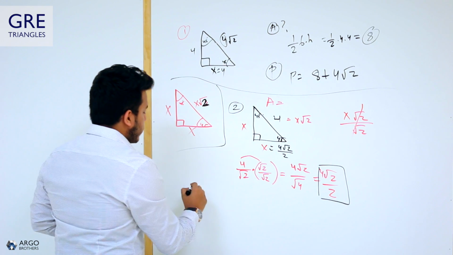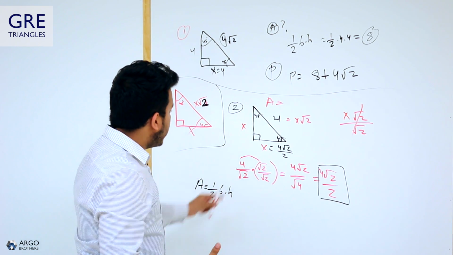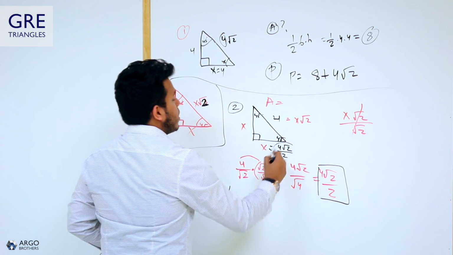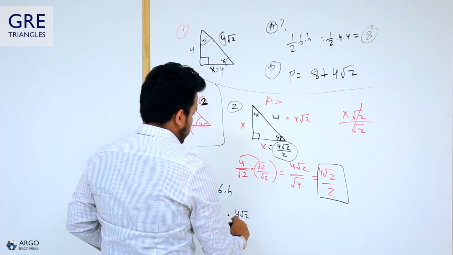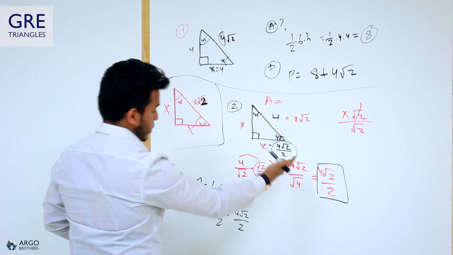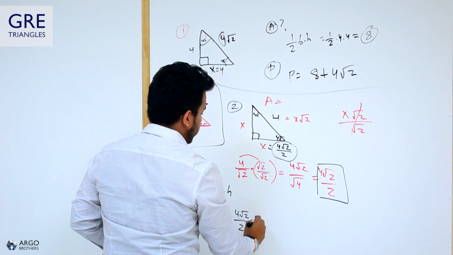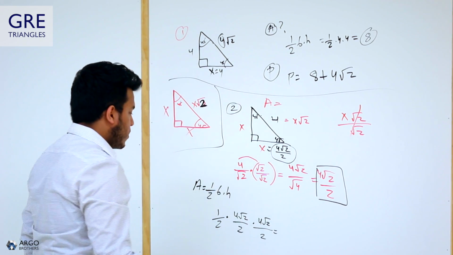is the area of a triangle? Once again, area of a triangle is 1/2 base times height. The base in this case is this ugly number over here, okay, so 1/2 times 4 radical 2 over 2 times the height. The height is this, once again, also another ugly number, 4 radical 2 over 2. And now you can go ahead and solve this problem.